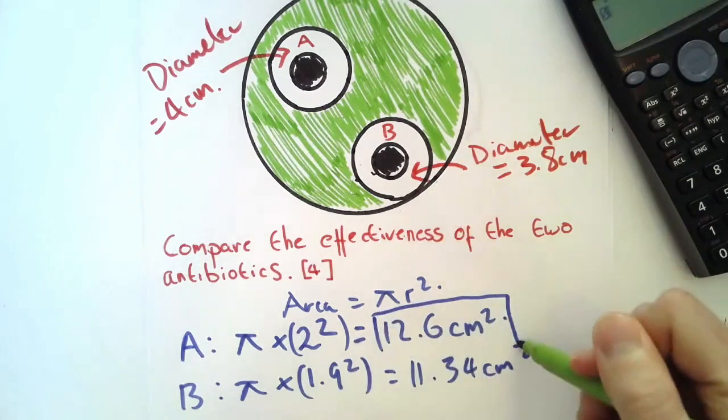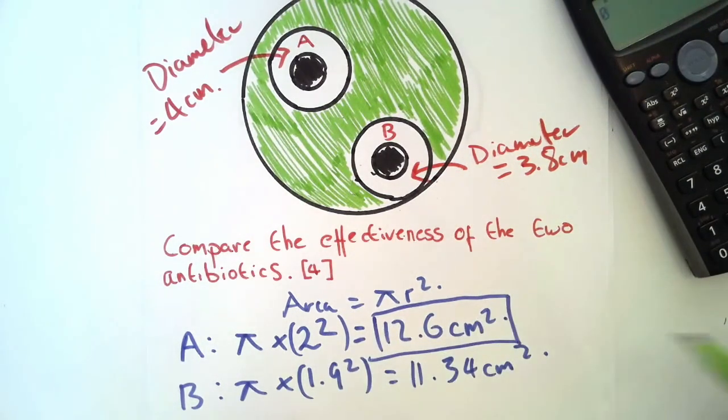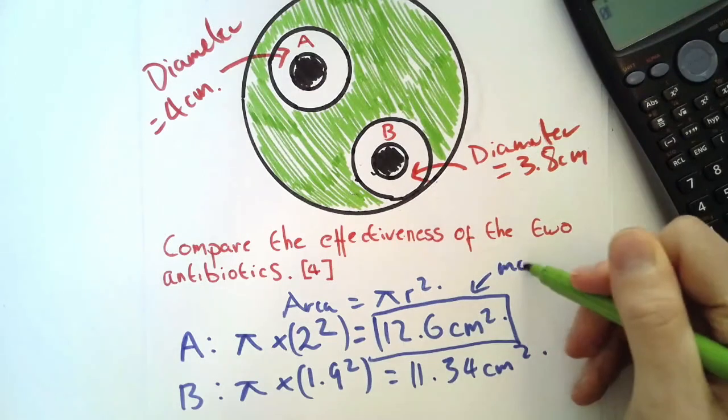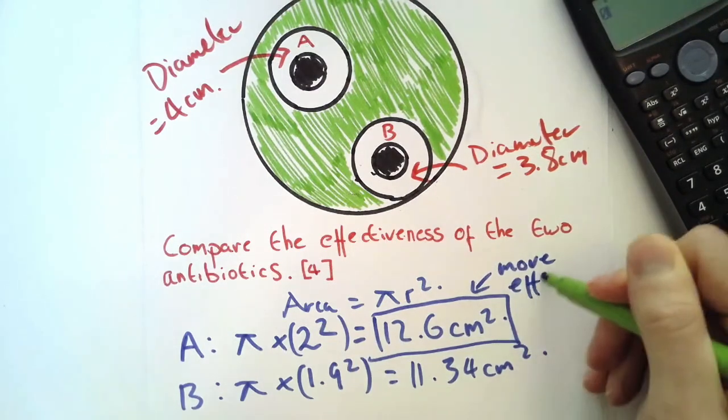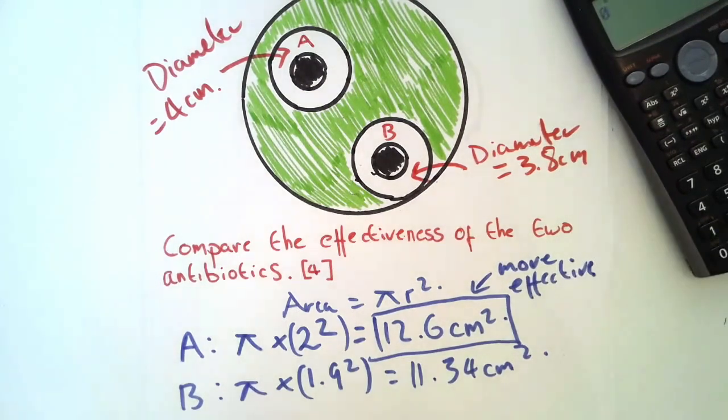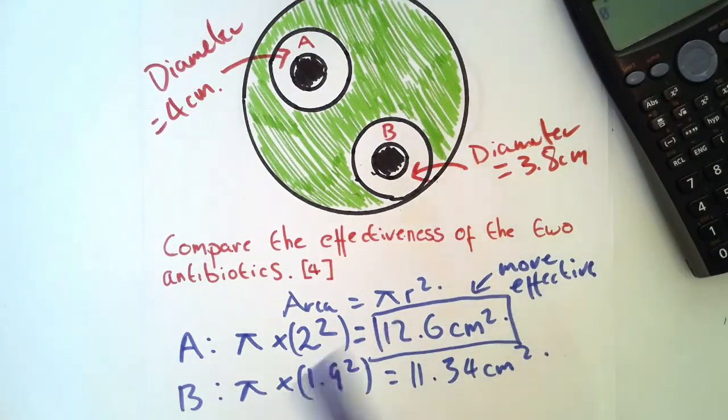Okay, so then compare the effectiveness. Well, this one has a greater clear zone, so it's more effective. It's worth just showing that you understand that. Great. So there is a very similar question to this in your assignment this week. Have a go at it. Make sure you're referring back to this video if you're not sure.